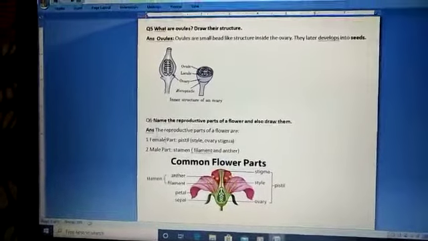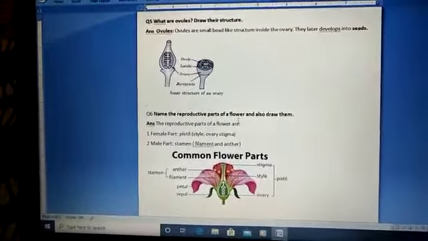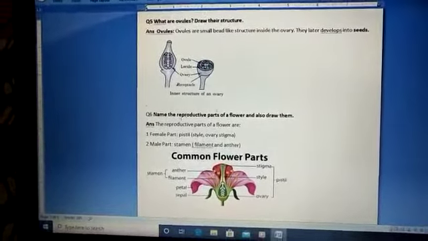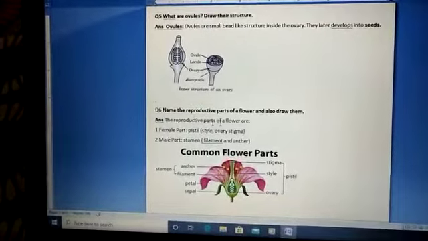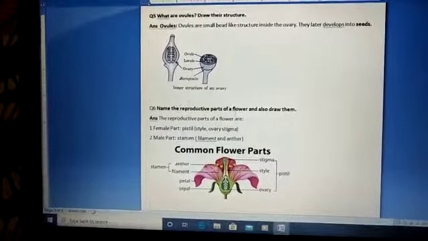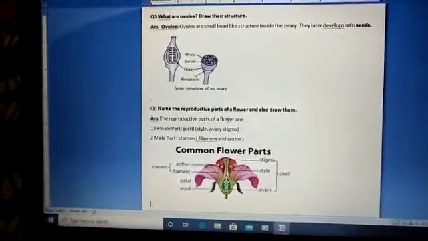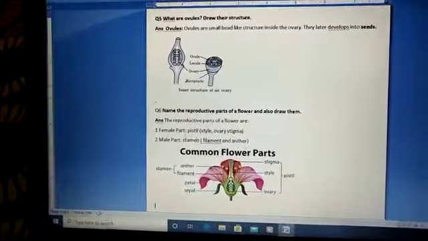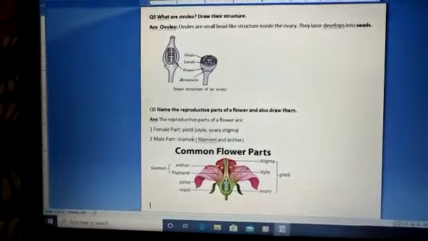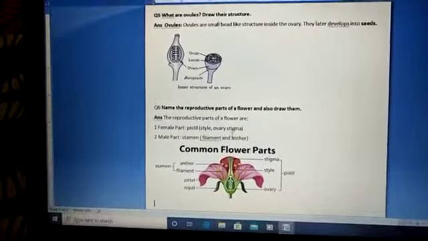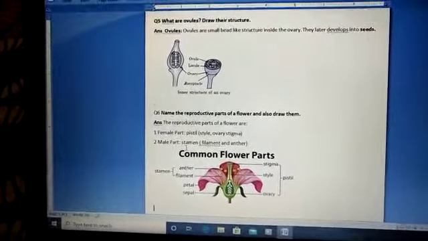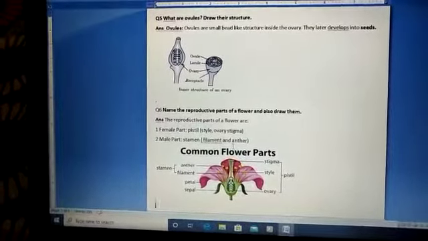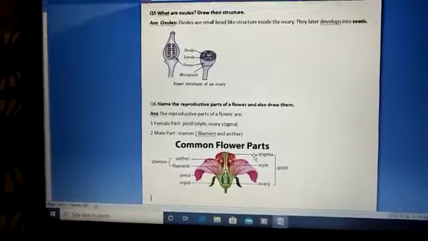Name the reproductive parts of a flower and also draw them. Reproductive parts are those parts which help to reproduce a new offspring or a new plant. So the reproductive parts of a flower are the female part pistil, and under pistil, style, ovary and stigma come. The male part is the stamen, and under stamen, filament and anther come. Let's understand this with the help of a diagram.